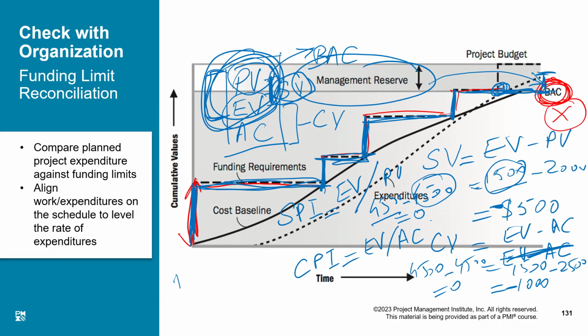Now, what if both the values are the same? 4,500, 4,500. What is the answer? 1. My SPI is equal to 1. I am on schedule. If my CPI is equal to 1, I am on cost, right? Okay, what if the value is more than 1? Is it good or bad? If the value comes out more than 1, is it good or bad?